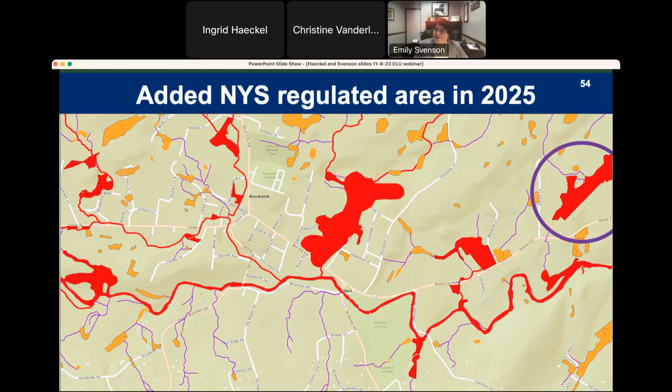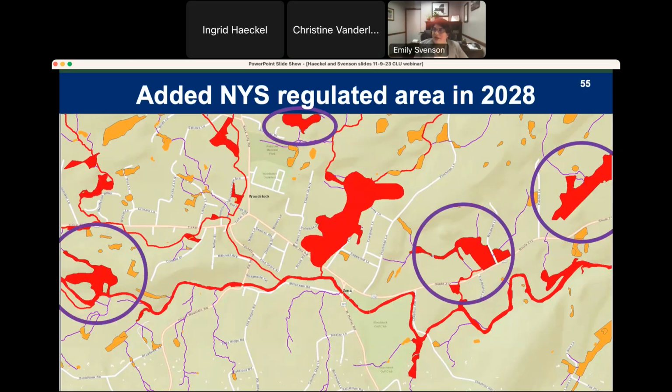In 2025, when the New York State regulations change, one new wetland will come into state jurisdiction because it's greater than 12.4 acres. Even though it's not currently mapped, the one circled there will come into state jurisdiction. And in 2028, when the New York State threshold goes down to 7.4 acres, a few more wetlands will come into state jurisdiction.